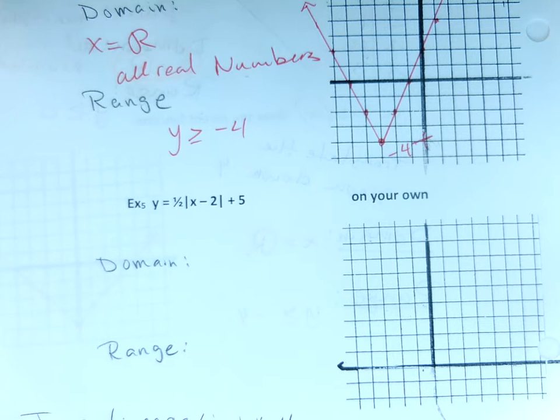Where's the vertex? Well, good. We'll put it on the paper. I agree with that. We're going to put it on the paper. So the vertex is a point. We need the coordinate of this point, right? Yes. Positive 5. Yes.